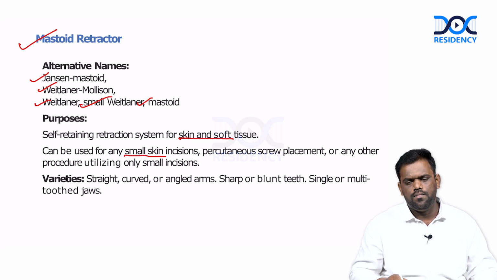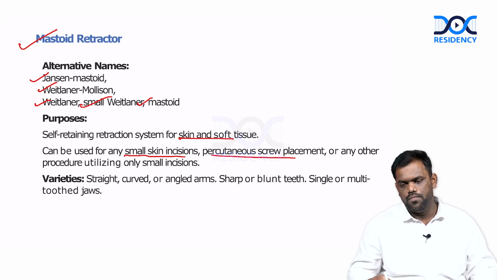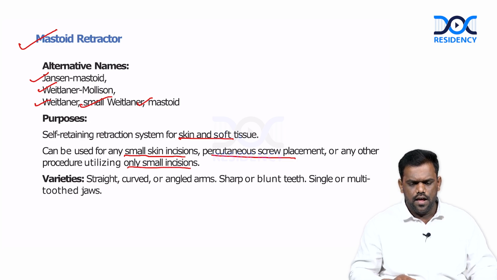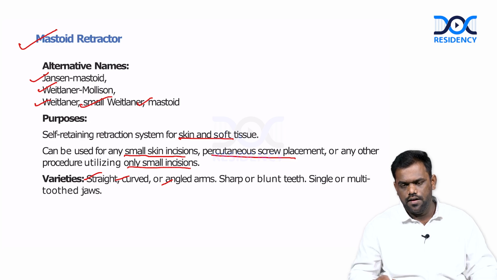You can also use it for any small skin incision, percutaneous screw placement, and any other procedure utilizing only small incisions. Based upon sharp, curved, or angled arms it can be varied, and based upon the teeth, sharp or blunt teeth, and single or multi-toothed jaws, it can also be varied.